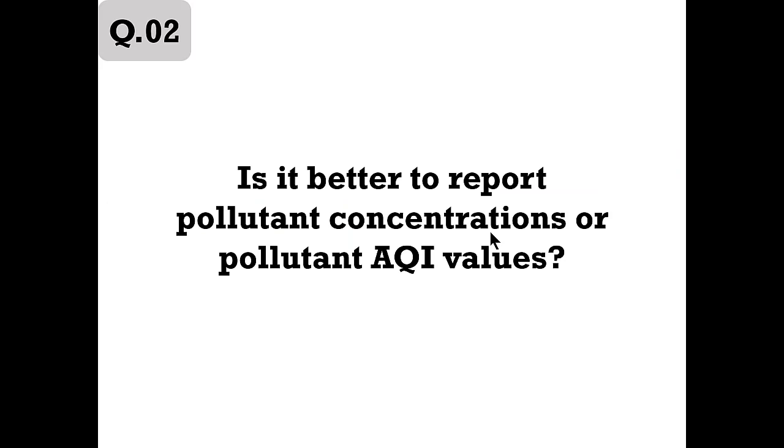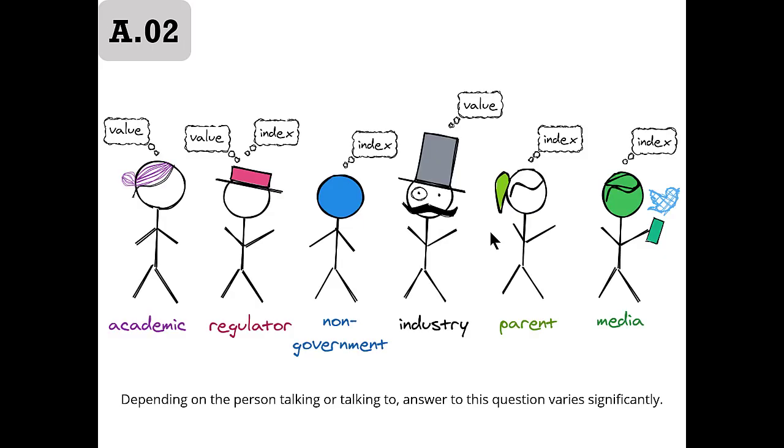Is it better to report pollutant concentrations or pollutant AQI values? This entirely depends on who you're talking to. Let's say if you're talking to an academic person, that group will definitely want the actual value so that it can be used for some scientific analysis. If you look at a regulator, they will probably be in need of both the values, so that the actual air quality value itself can be used for regulatory purposes, and the index can be used for public relations and public awareness purposes.